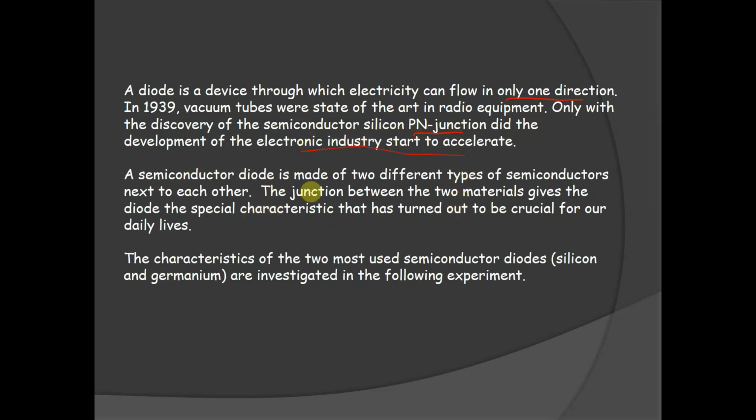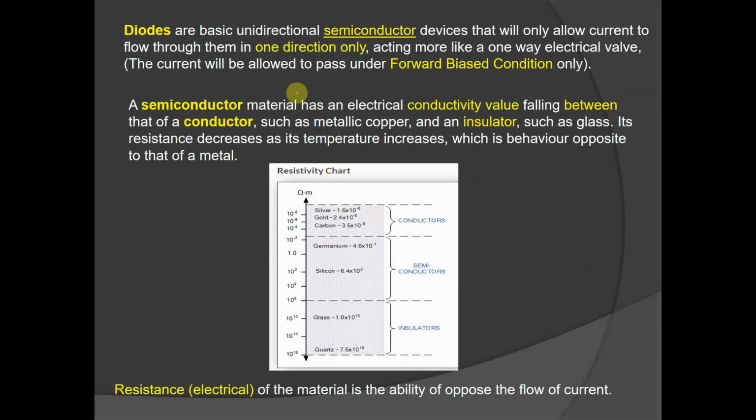A semiconductor diode is made of two different types of semiconductors next to each other. The junction between the two materials gives the diode a special characteristic that has turned out to be crucial for daily lives. The characteristics of the two most useful semiconductor diodes, silicon and germanium, are investigated in the following experiments. So diodes are basically unidirectional semiconductors.